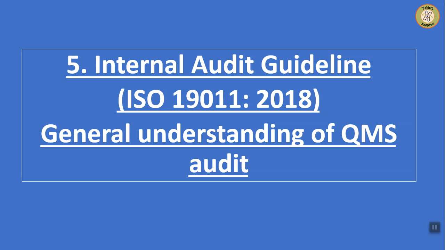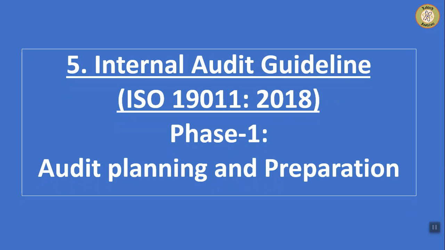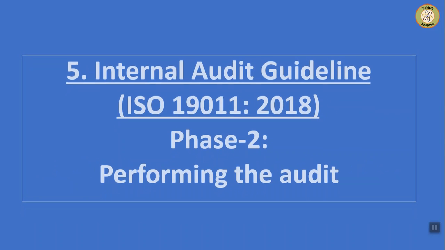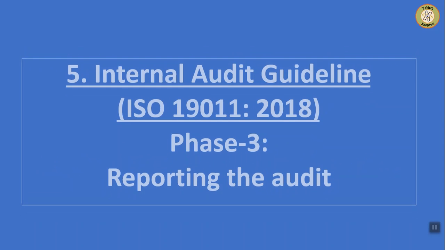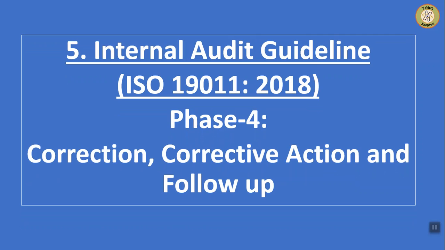Then comes the internal audit guideline. This is also elaborated in detail with examples, and here, those who are familiar with ISO 9001 may know, this ISO 19011 is the guideline for internal or any quality management system auditing, whether it is internal or external. Then there are 4 phases of audit. The first phase is audit planning and preparation, the second phase is performing the audit, the third phase is reporting the audit, and the fourth phase is the corrective action and follow-up. All these phases are discussed in deep detail. This section is useful for your ISO 9001 or any other quality management system also.